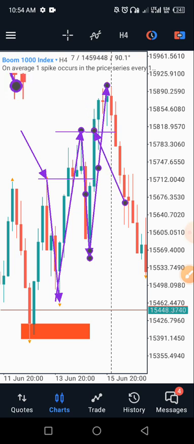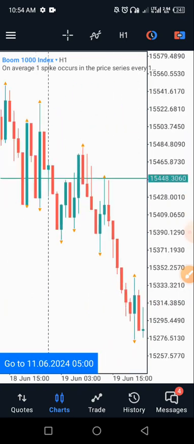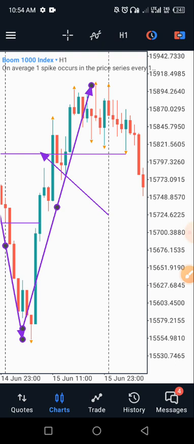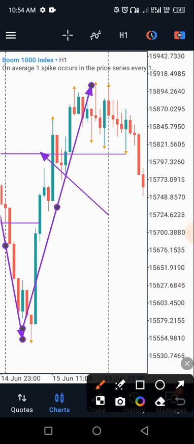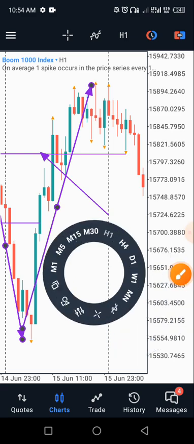If we go to the 1 hour time frame, then definitely we should be able to see an entry there. Okay, so we can see that the market retraced somewhere here, and that would have been a good place to enter for a buy to the upside. The same is true for the sell market.